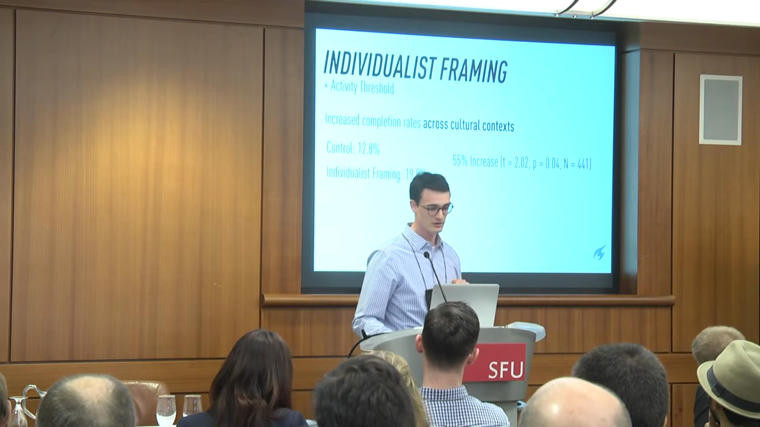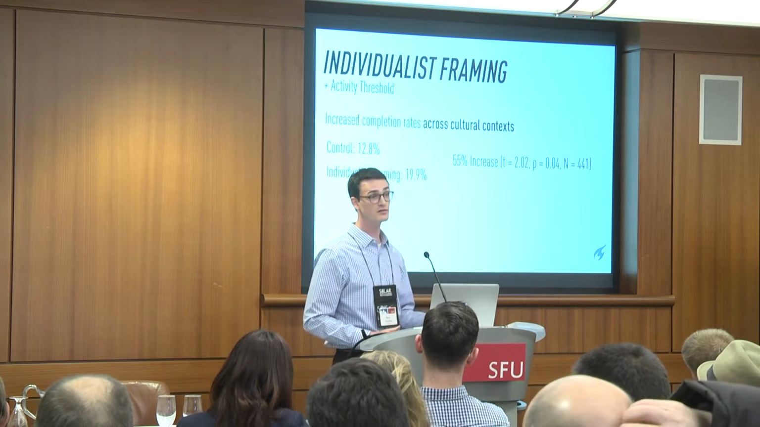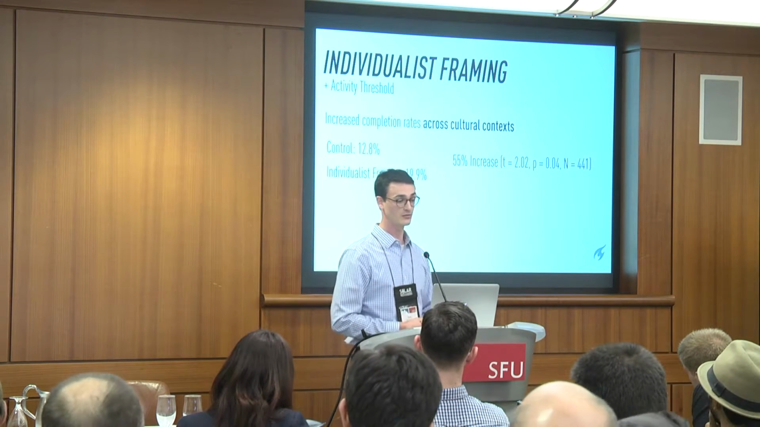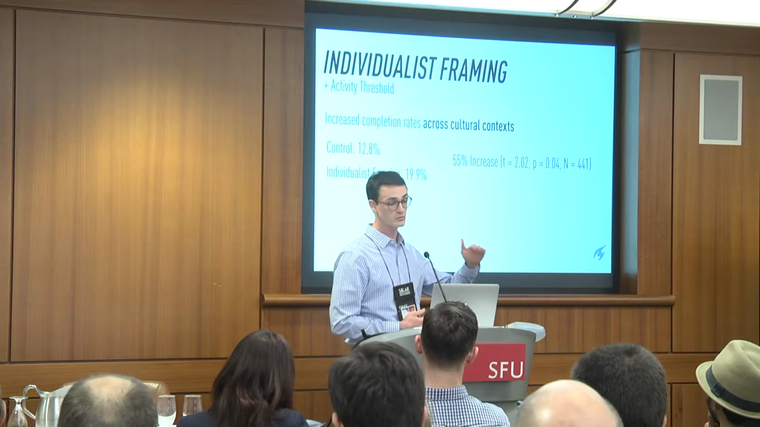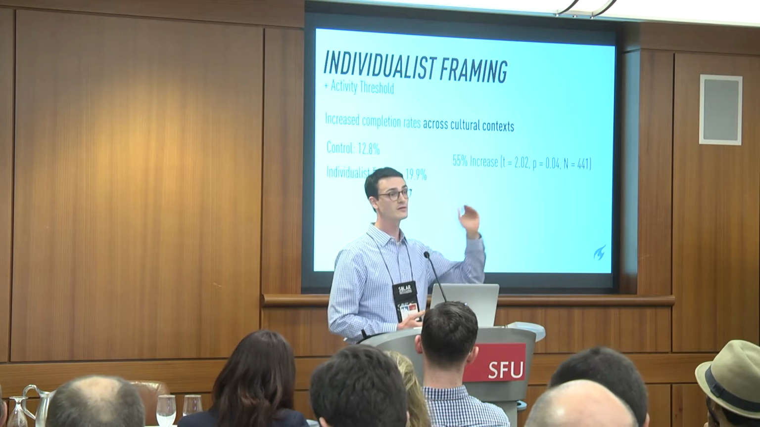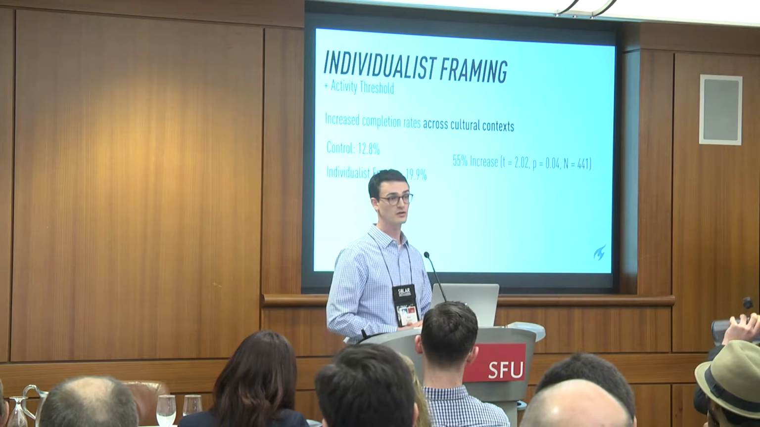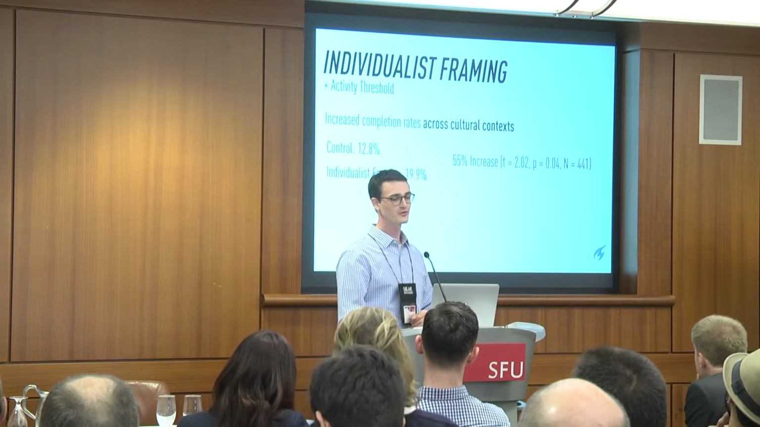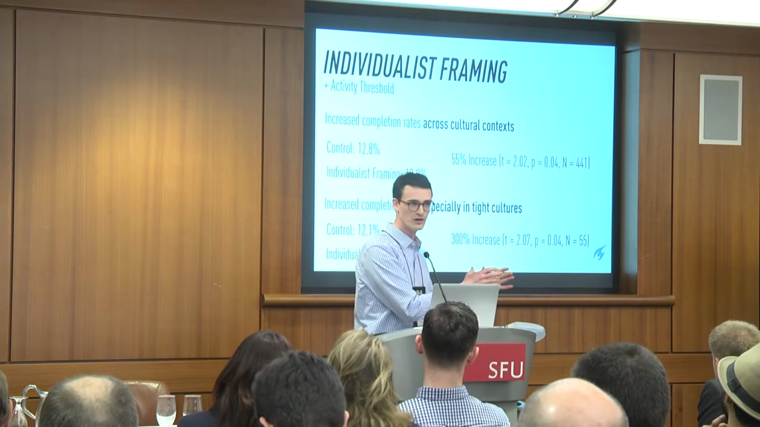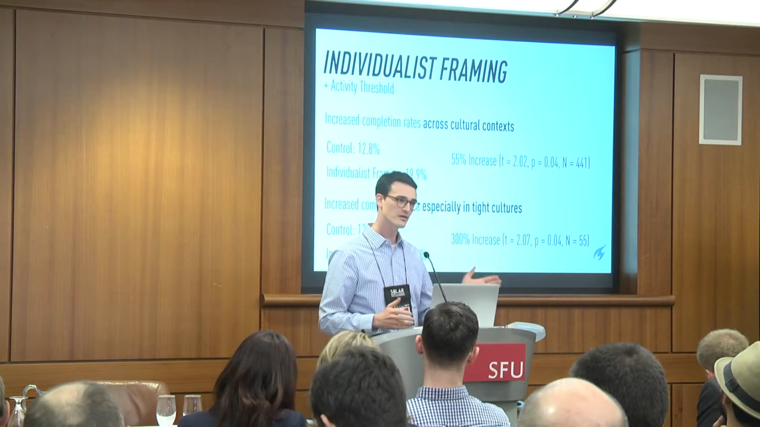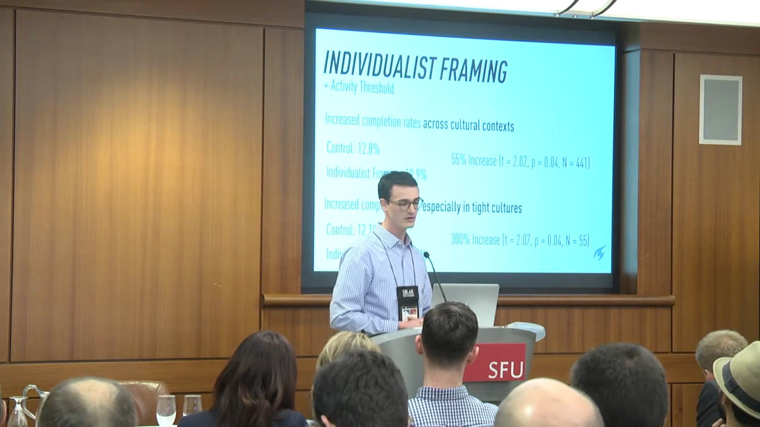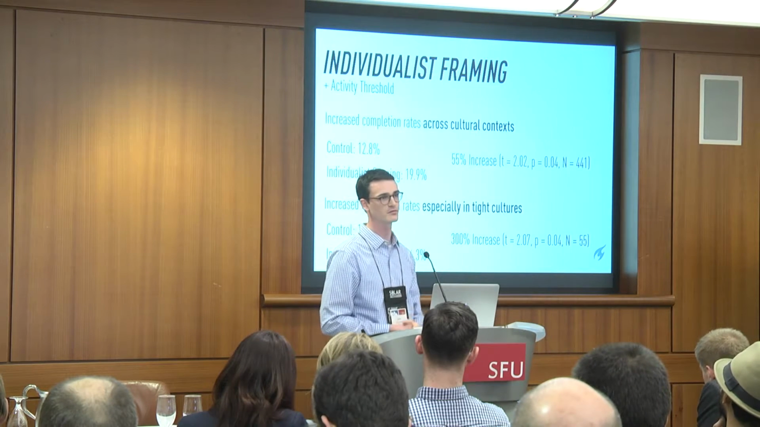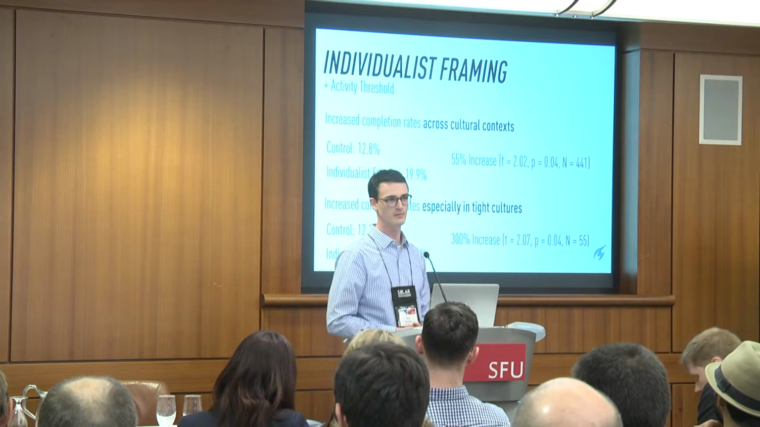What do we find in that subpopulation? Well, it turns out that the individualistic framing was by far the best. It worked across cultural contexts. So much so that it increased from the control condition where there was a 13% completion rate to 20% completion, a 55% increase. And surprisingly, where it worked the best was in tight cultures. The individualistic framing worked the best in tight cultures. The sample size isn't very large, but it is a significant effect, and it's tripling completion rates in that context, from 12% to 36% if people were shown the individualistic framing.